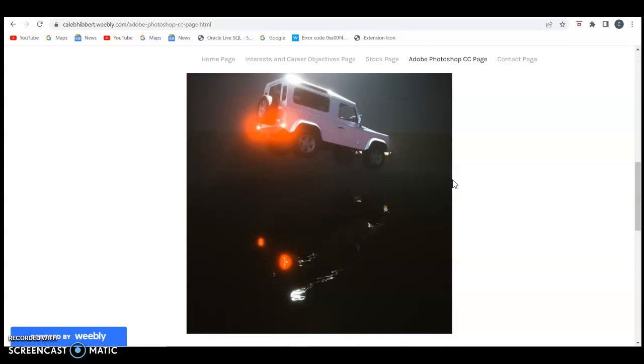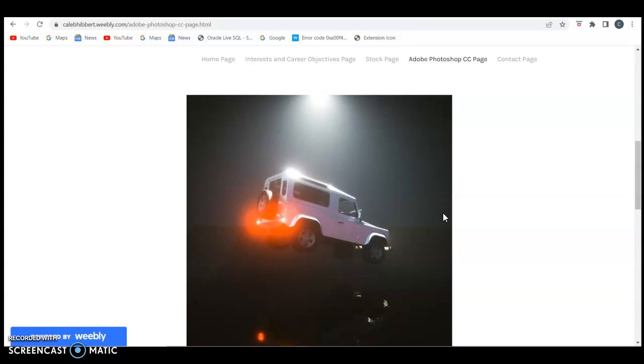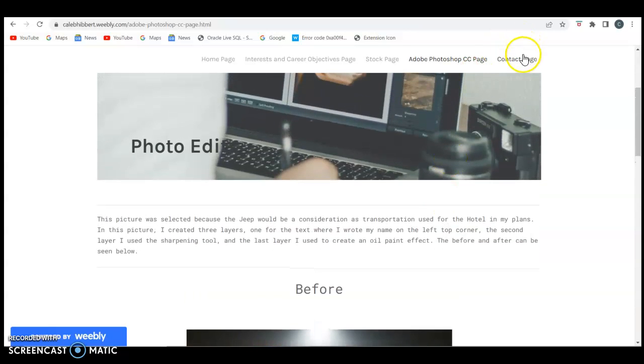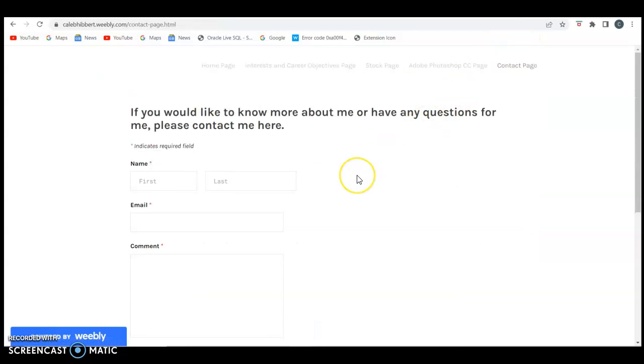Now for my Adobe Photoshop page, I Photoshopped a picture of a Jeep. Here I added just 3 layers where I incorporated my name. I did a little sharpening to the picture and I did a little oil paint effect to the picture.